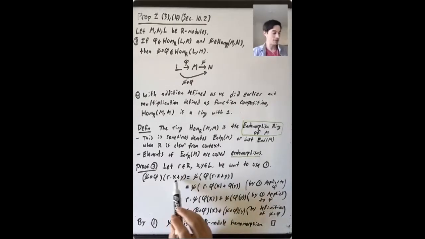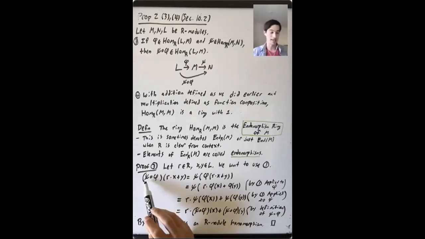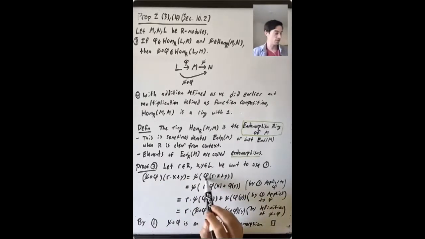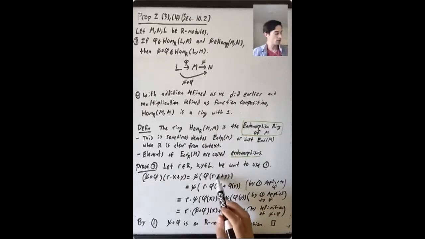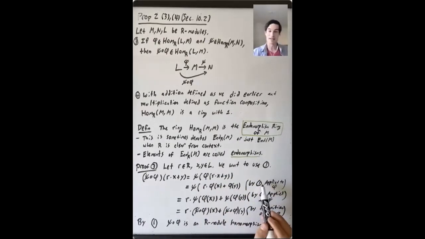So let's look at what happens when we apply this to r dot x plus y. Well, okay, what is psi following phi? It means you first do phi to r dot x plus y, and then you do psi to the output. And that's just the definition of the composition of functions. But we know that phi is an R-module homomorphism. So by this characterization, we know that phi of r dot x plus y must be r dot phi of x plus phi of y. This is by characterization 1 applied to the R-module homomorphism phi.